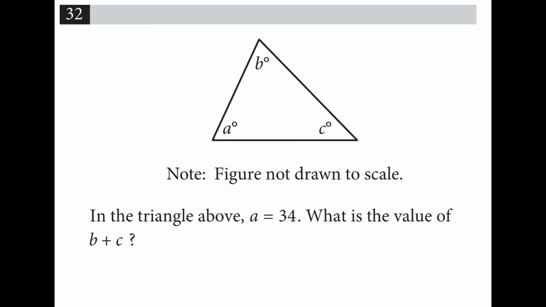Next up, the interior sum is 180. We know that this is 34, so what is 180 minus 34? Well, that's 146 degrees.